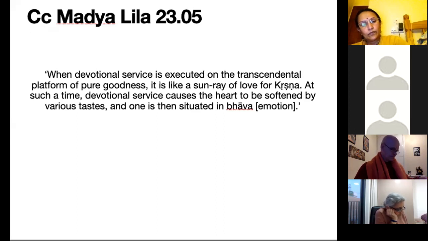When these potencies are increasingly concentrated through ecstatic chanting and hearing, they transform bhava into prema and prema into its increasingly elevated stages of perfection, such as mana. As bhava condenses, it increases and intensifies the desire to please Krishna, a mindset that is the natural disposition of his eternal associates.